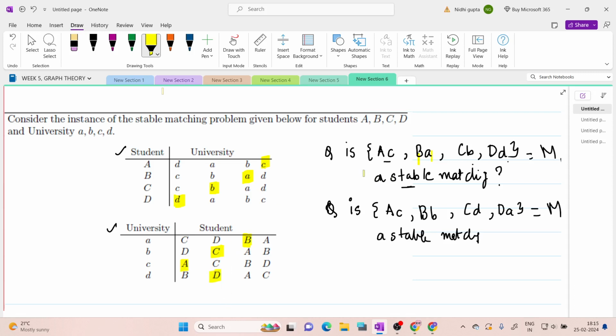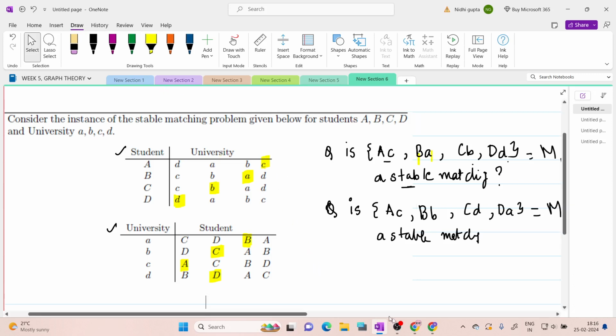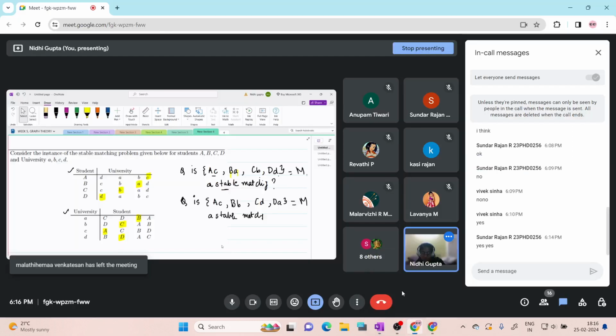So what do you think? Is this a stable matching? If it is a stable matching, that means if we look at any other pair, it should not be a blocking pair. So is the first matching a stable matching?